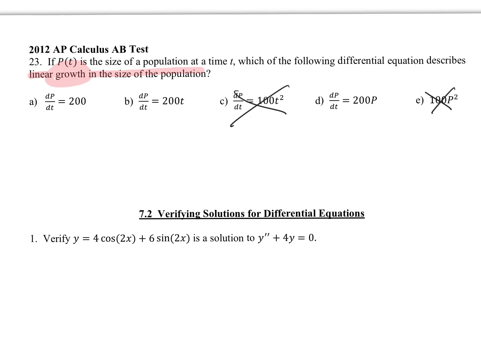Is it B? D? Is it A? Yeah, it's A. Wait, say that again. It's saying the rate is just this constant rate. P is the size of the population, which of the following differential equations describes the linear growth in the size of the population. That rate is just a constant growth. Ugh, I hate that question.